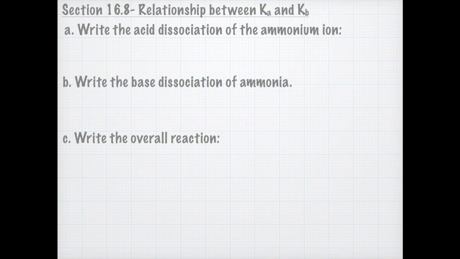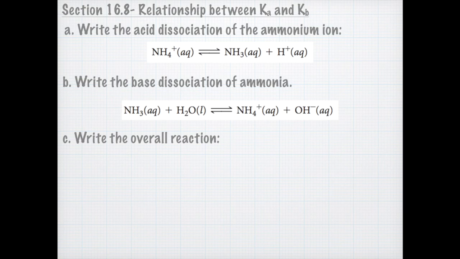And so in this case, ammonium is going to serve as the acid, so the reaction would be NH4+ producing NH3 plus hydrogen ions. Now you could also write this with water to produce hydronium ions. To write the base dissociation of ammonia, NH3 is going to react with water and it's going to produce ammonium and hydroxide. So there's your reaction there.